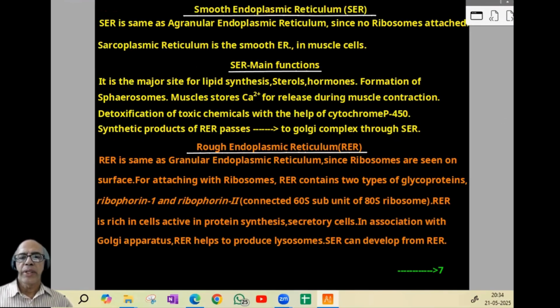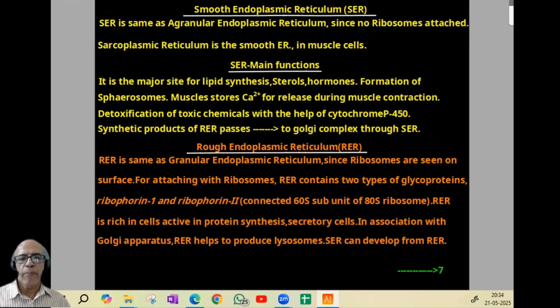Now, smooth endoplasmic reticulum, otherwise called SER. SER is the same as agranular because ribosomes will not be there. So, agranular endoplasmic reticulum since no ribosomes are attached. Sarcoplasmic reticulum is the smooth endoplasmic reticulum in muscle cells. Now come the main functions of SER. So many functions are there. Basically, 4 or 5 we have to discuss, linked preferably with NCERT.